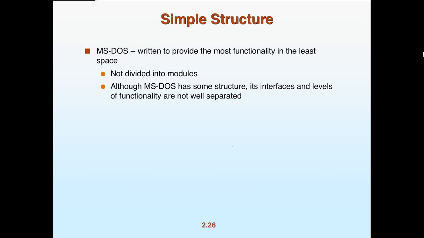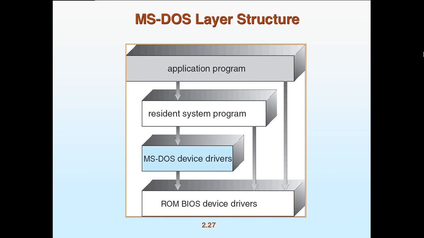Still has everything inside of it. In fact, we still have DOS. We're still working with DOS, disk-based operating system. Although MS-DOS has some structures, its interfaces and levels of functionality are not well separated. It's built in, so that's why we can't just take, to some extent, a Windows 7 machine. Actually, we can't because it's backward compatible to XP, but we can't turn it into something else.